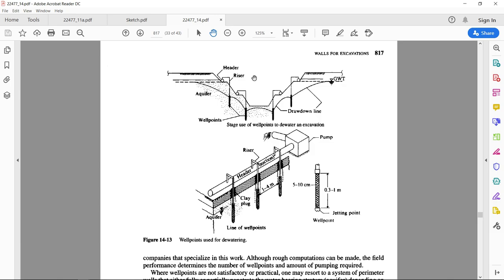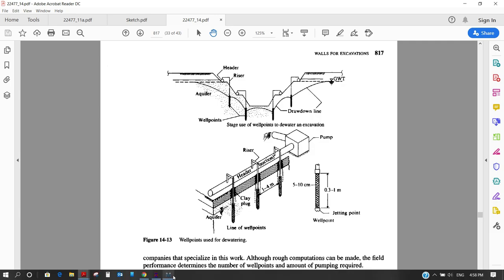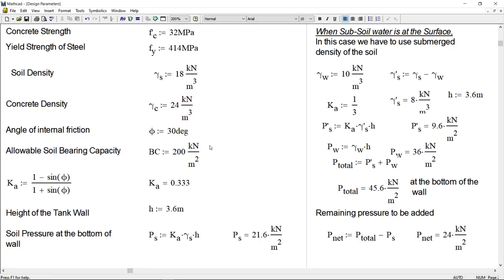Now, this is the most dangerous scenario, because when the construction is done, at that time the tank will be empty. There will be no water inside the tank, and at that time the water level will be at the surface. That means the whole tank will be floating in water. Very alarming situation. So let us analyze this situation.